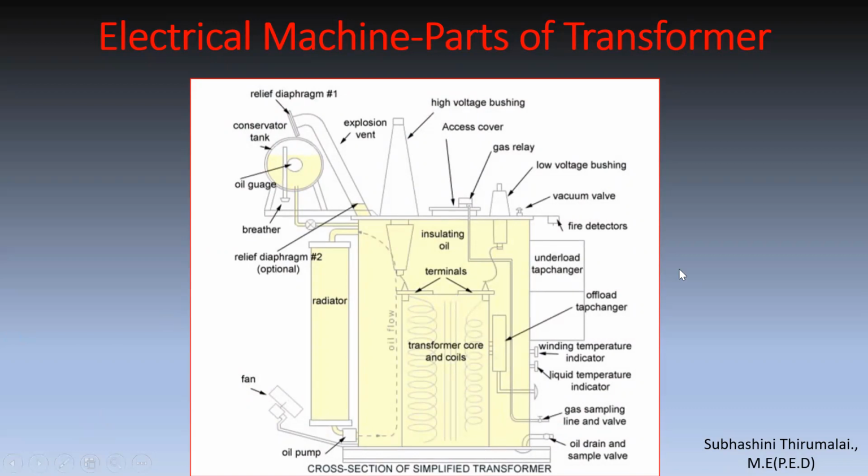After that, we have many sensors like winding temperature sensors, liquid temperature sensors, different valves, gas relay, Buchholz relay, breather, oil gauge indicators, and so many cross-sectional views. You can see what the external parts are which are connected for high power transformers.